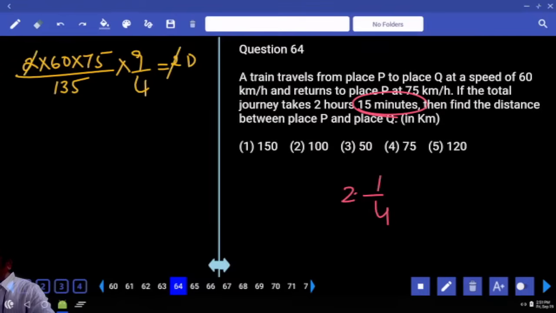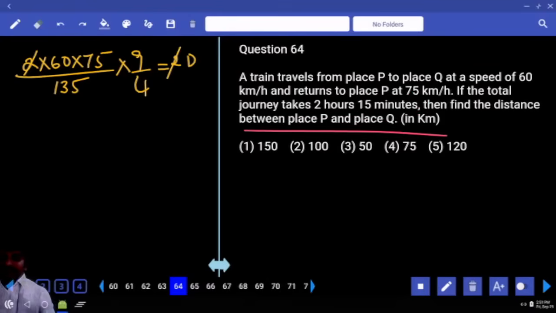2 cancels. Before that, what is the question about? Find the distance between P and Q. The distance between both places is d. 2 gets cancelled. Are you okay? 9 times 15, 15 into 4. D is equal to that, that's all. In the same question, if the question is about the total distance covered, the answer is 150, which is 2d. Yes?